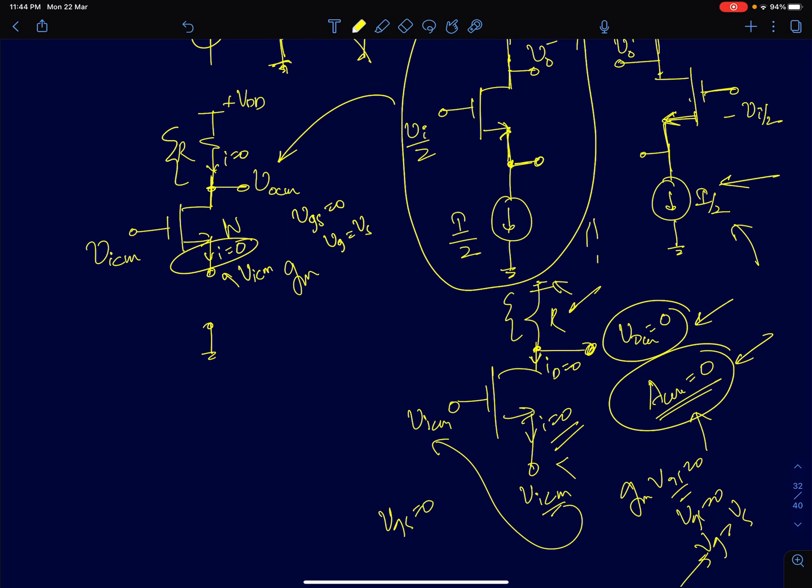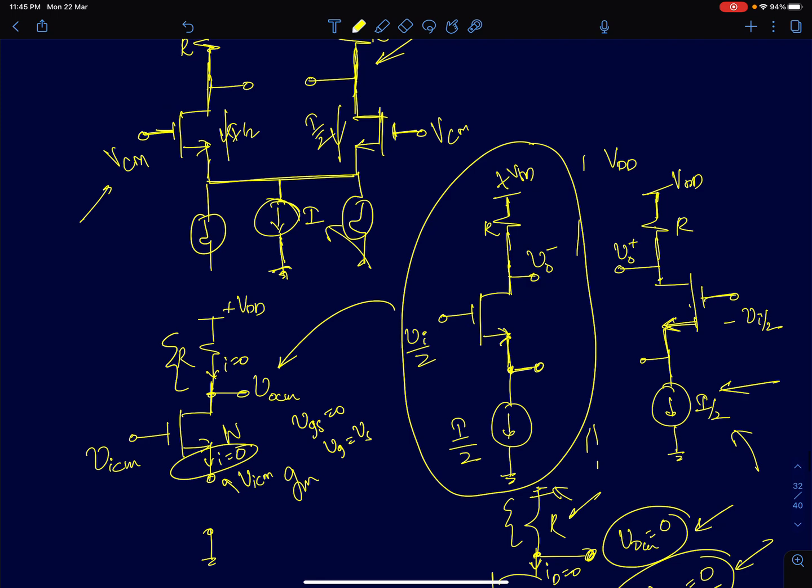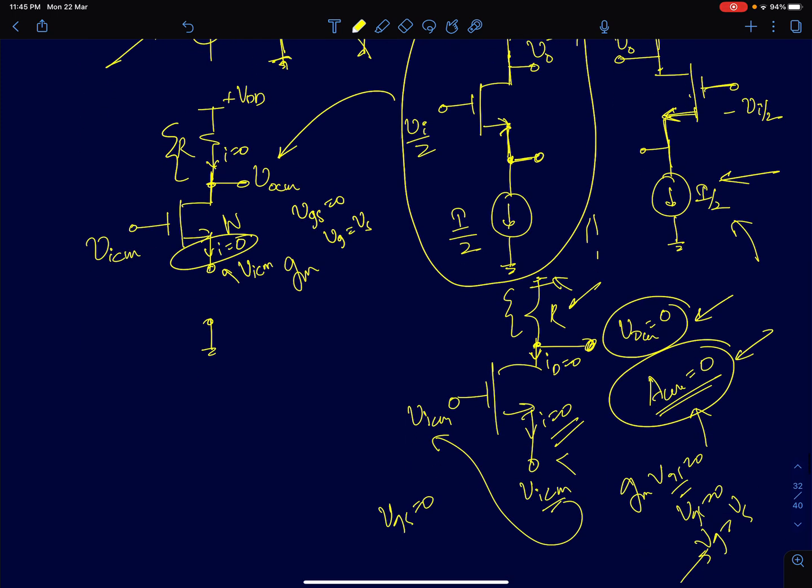Now if you recall a few moments back when we were discussing the differential half circuit of a current biased amplifier, it is very different. The differential half circuit is very different from a common mode half circuit. Whereas if you see a voltage biased amplifier, the differential mode and common mode half circuits were the same. But when you go for current biasing, that's where the difference comes. The common mode half circuit is different, and therefore you get a very different common mode gain as well.